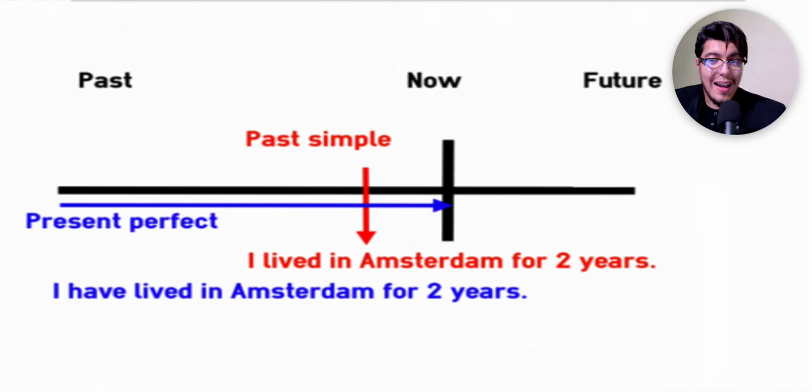For example, I lived in Amsterdam for 2 years and I have lived in Amsterdam for 2 years. The difference between the two: the first, I lived in Amsterdam for 2 years, means I lived there and left Amsterdam. However, in the second example, I have lived in Amsterdam for 2 years, it means I started living in Amsterdam 2 years ago and I'm still living there now.